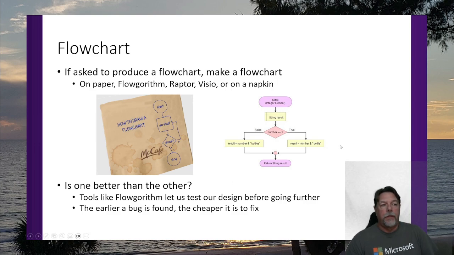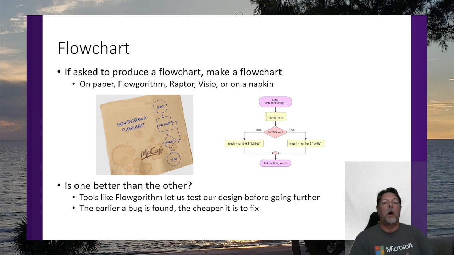So one of the cool things about the tool that I recommend, there's two of them, Flowgorithm and Raptor. There may be others out there, but those are the two that I'm familiar with. Raptor's a little older tool, and if you use it, it looks a little bit more primitive. Flowgorithm is newer. It's a little prettier, but the bad thing is right now Flowgorithm doesn't run on a Mac. So if you have a PC, I would recommend you use Flowgorithm.